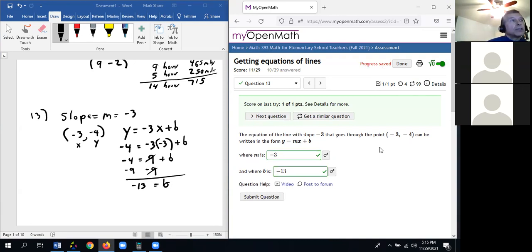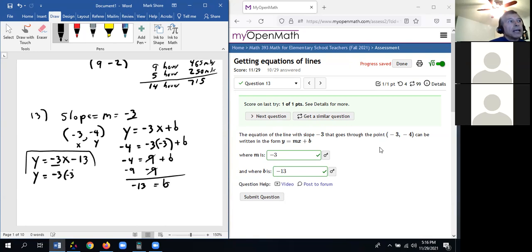And just to check it here, I'll show you what I mean. You have an equation then. The equation would be y equals -3x minus 13. You can check it. First of all, you know the slope is -3. And if we substitute in -3 for x, do we get -4 for y? Well, I think you do, because if you work this out, you'll get 9 minus 13, which is -4. So it works. That was just a check there.